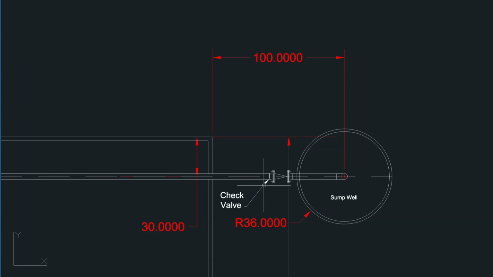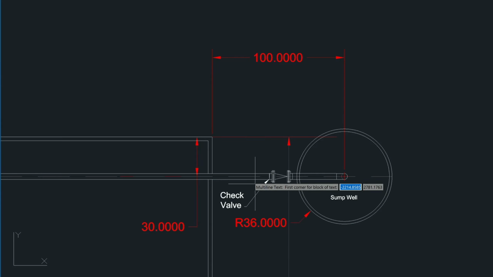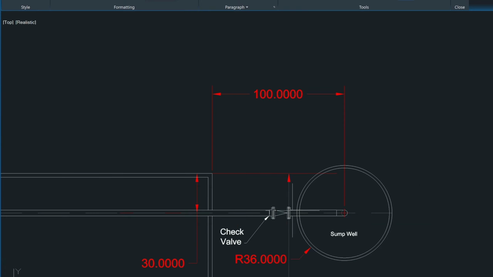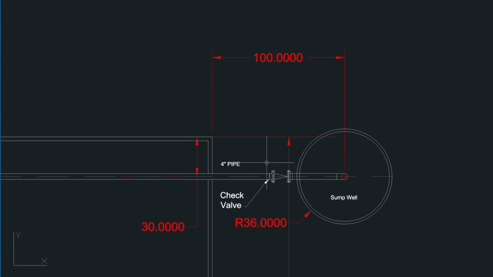Here's another example. So if we want to add a piece of new text, we again make sure the text size is equal to 3. That stays with the drawing until you change it. And then we type T for text, and then place a note here, let's say above the pipe, 4-inch pipe. And notice this text is now correctly sized because text size is controlling it.